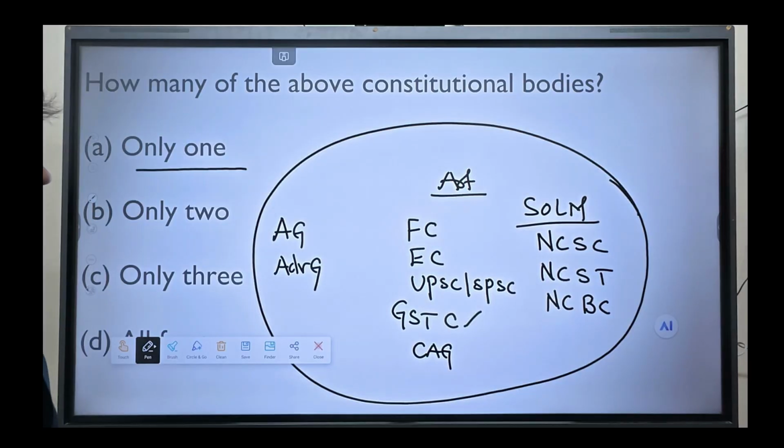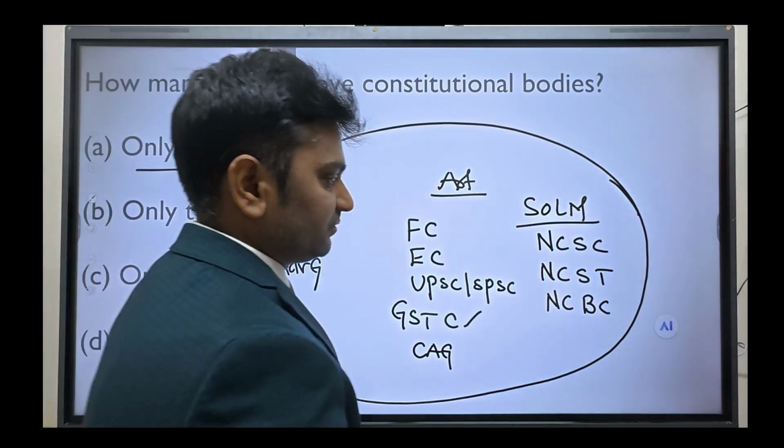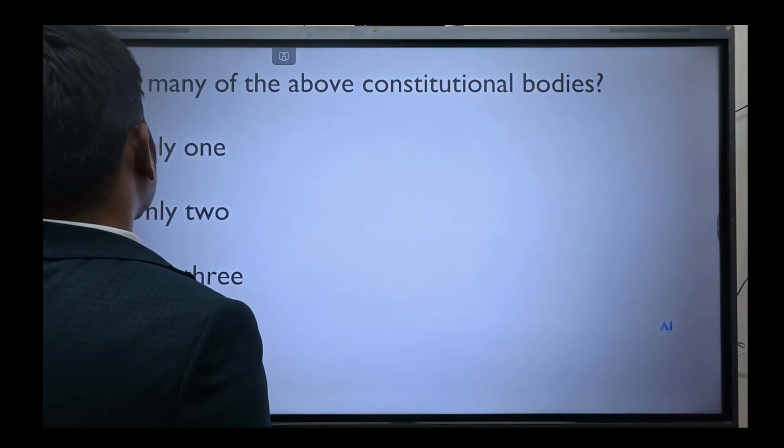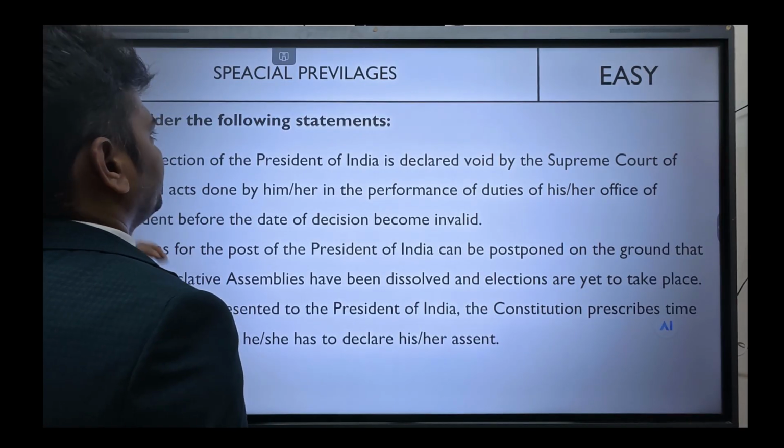So the one that they asked is the first one, National Commission for BCs. Yes, this is a constitutional body according to the articles of the Indian Constitution. So the answer is only one.